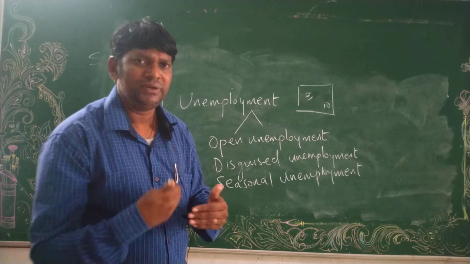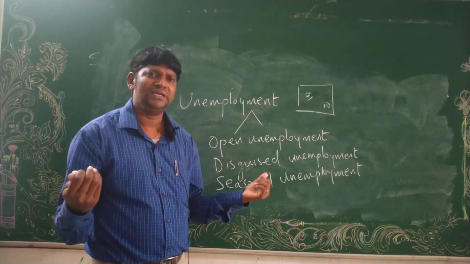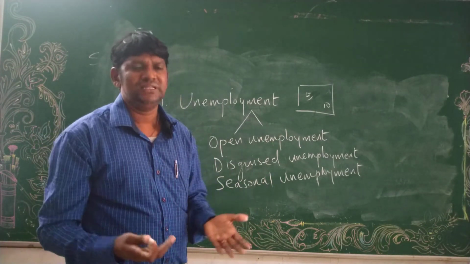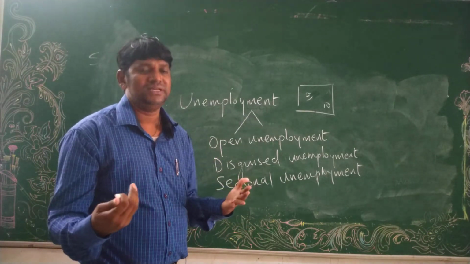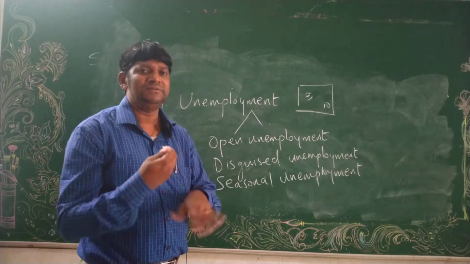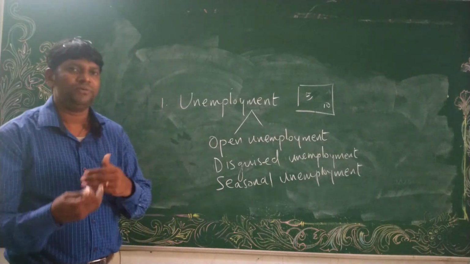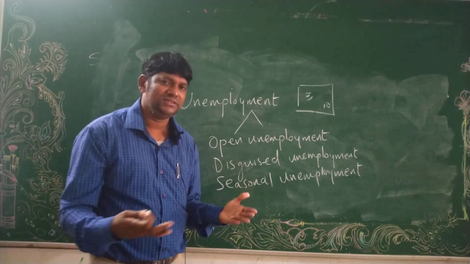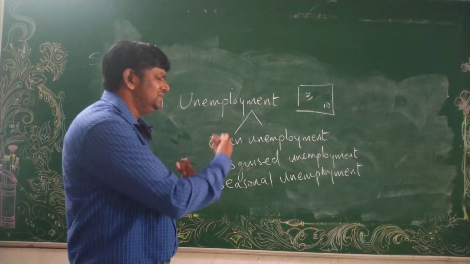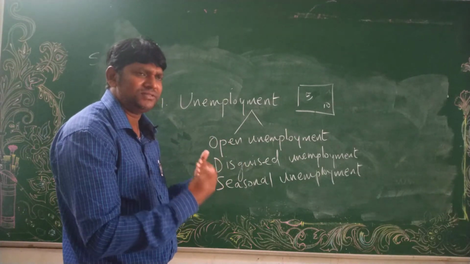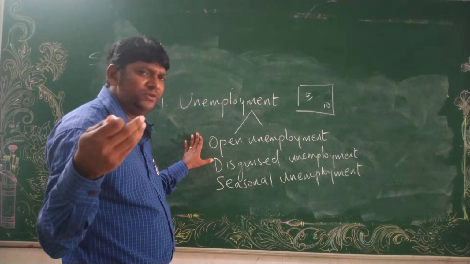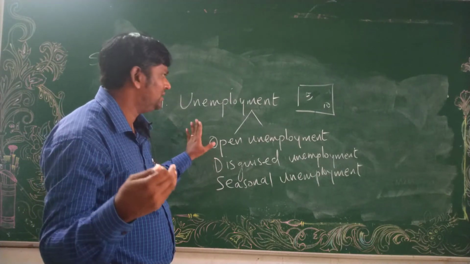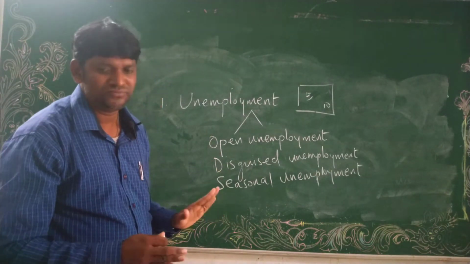There are so many other types. Cyclic unemployment is there, structural unemployment is there, frictional unemployment is there, right? Technological unemployment is there. Now technology has replaced manpower. There are so many reasons and so many types, but I just want to give you a clear understanding of the meaning of unemployment.